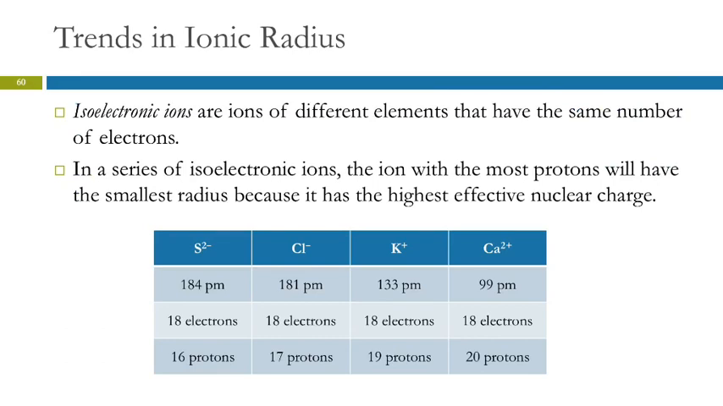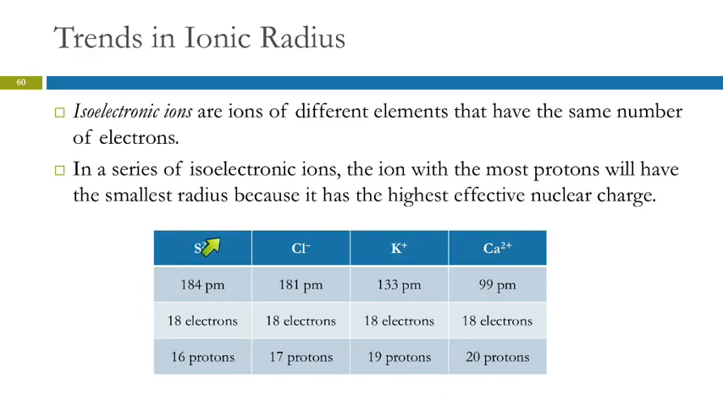So we can look at isoelectronic ions. So iso is a prefix that means the same electrons. So these are ions with the same numbers of electrons. So here's a series of them. Sulfide, chloride, potassium, and calcium. They each have 18 electrons. Sulfur has 16 protons. To get the -2 charge, it gained 2 electrons. It's got 18 electrons. Chlorine gained 1 electron from 17 protons, now has 18 electrons. Potassium lost an electron. It has 19 protons with 18. And calcium lost 2 electrons.